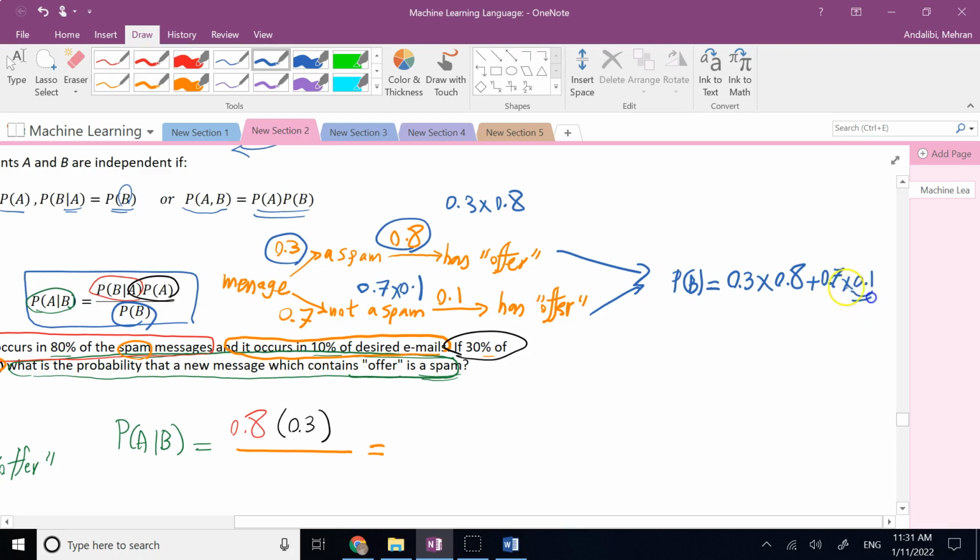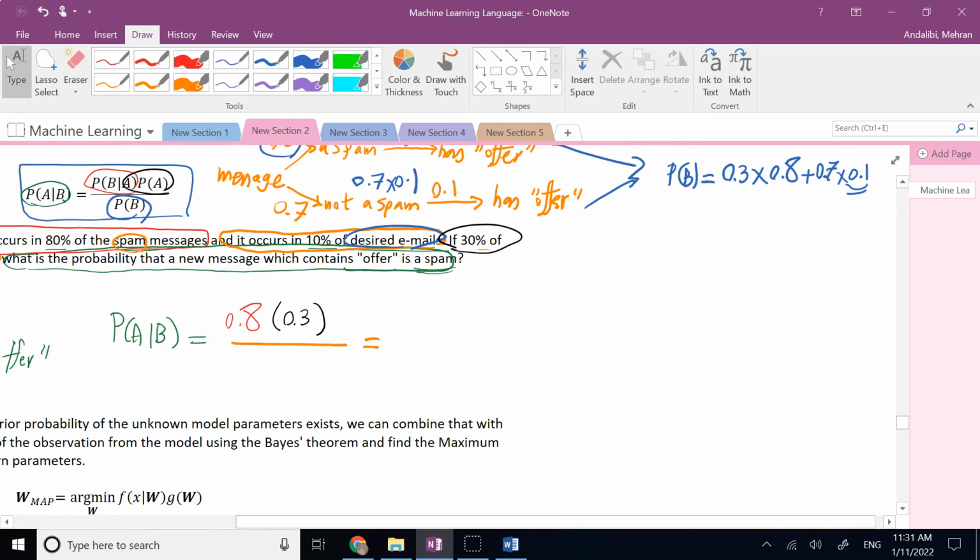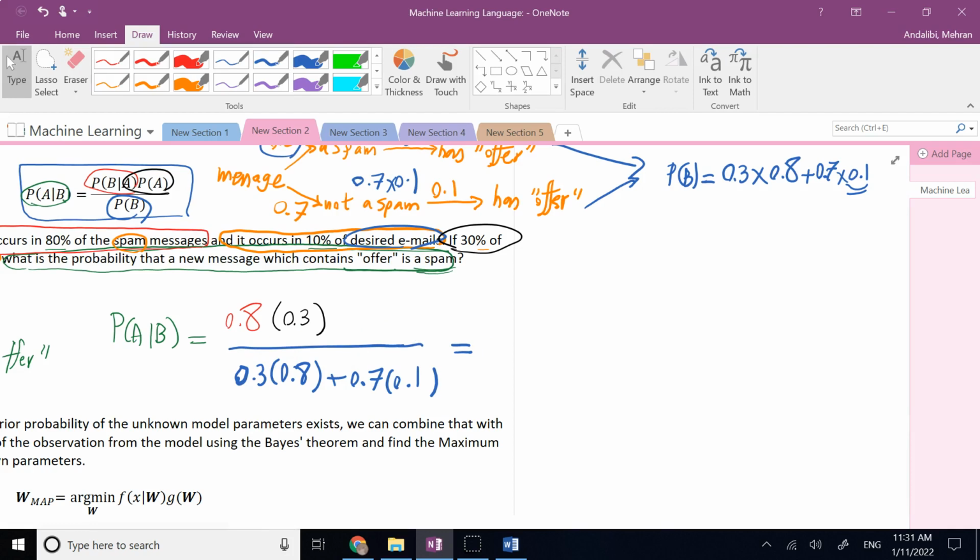So you're not going to just put this 0.1 there. You have to pay attention to the definition of 0.1. 0.1 is the chance that you have the word offer, but in desired emails. So your P of B is the summation of that. And here, I'm going to write it down for you. So now, if you calculate all this, your probability is going to be what? If I calculate it, it will be 0.774.